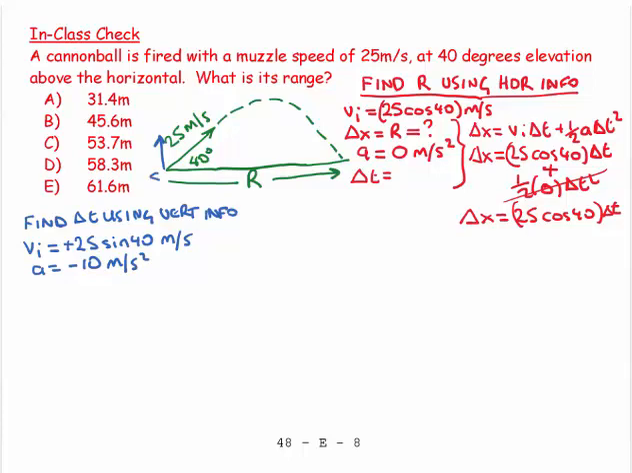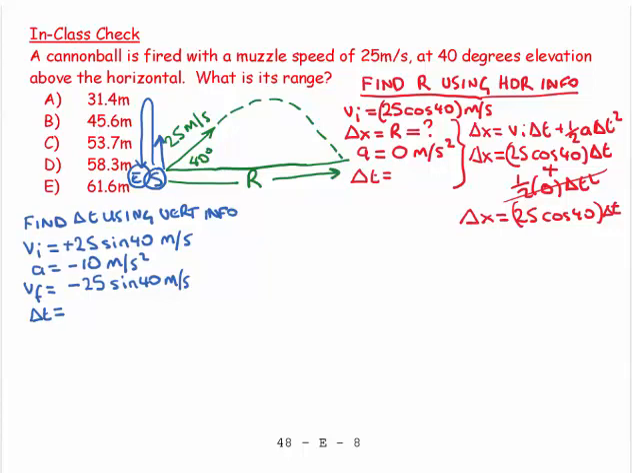I'm starting here and I'm going to go up to the top, and then why not let it fall back down again? So I'm going to end at the bottom again. And so my VF is going to equal, well, it will be the same speed. It will be 25 sine 40, but it will be a negative sine, 25 sine 40, because the object is clearly falling downwards. And then I want to find my delta t.